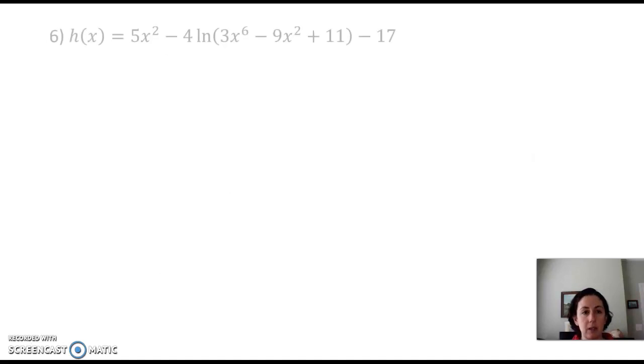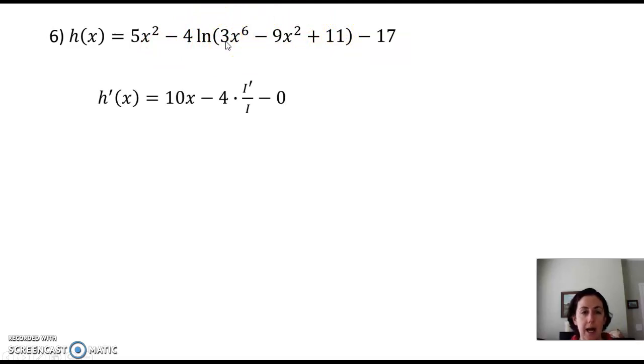Let's keep going. Let's look at h of x equals 5x squared minus 4 times the natural log of 3x to the 6th minus 9x squared plus 11, minus 17. Sum and difference rule says if you can take the derivative of each of the pieces, then you can take the derivative of the whole. It's just that when I take the derivative of this middle piece here, I will have to use my little I prime over I. So the derivative of 5x squared is 10x.